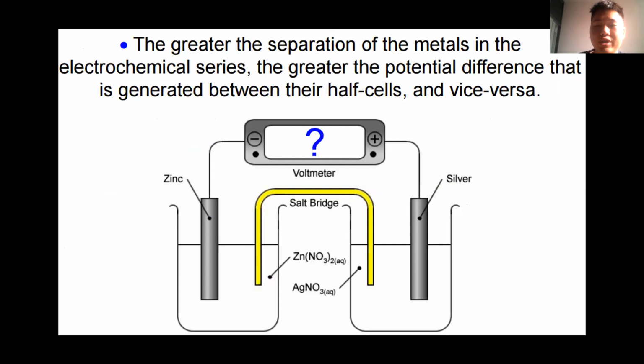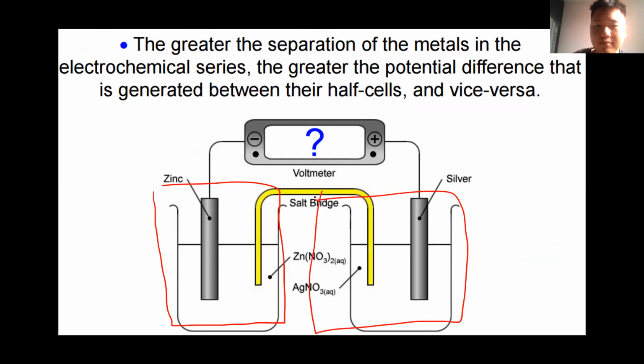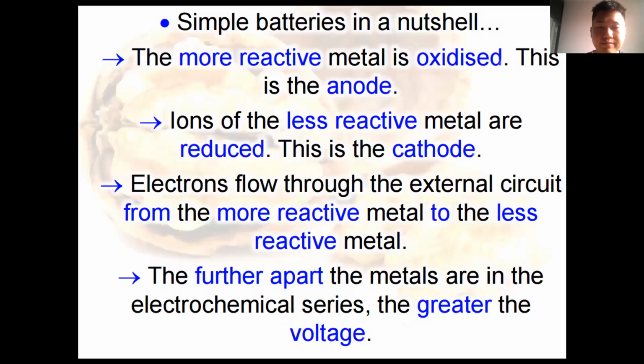So the greater the separation of metals in the electrochemical series, the greater the potential difference generated in their half cells. What is a half cell? This is a half cell, and this is a half cell. The reading of the voltmeter will be greater if we have two metals where the difference in the electrochemical series is very large. If there's a big difference in position in the electrochemical series, then there will be a large reading on the voltmeter. So this is what you need to know for this battery cell.